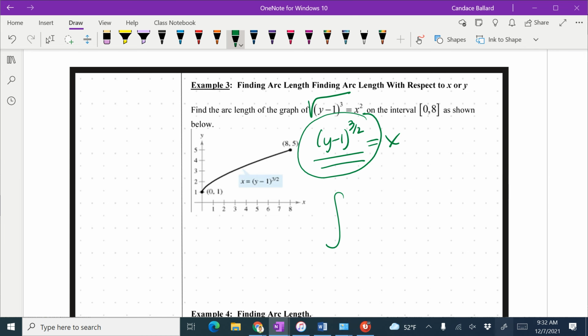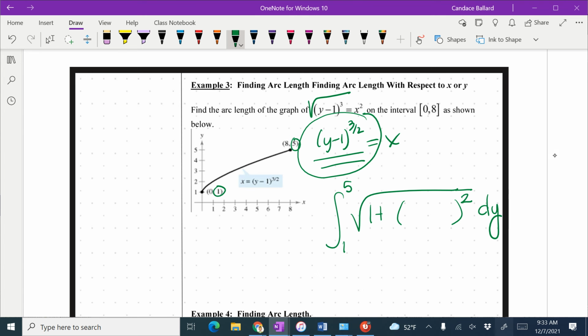Okay, what do we put as our bounds? 0 to 8. Okay, why 1 to 5 instead of 0 to 8? Yep, we're doing the y, so we want the y numbers if we're in terms of y. Does that make sense? Okay, so we've got to do the square root of what comes next under the square root. And then what am I going to do to the derivative? Square it. And technically this should read dy if I'm in terms of y.